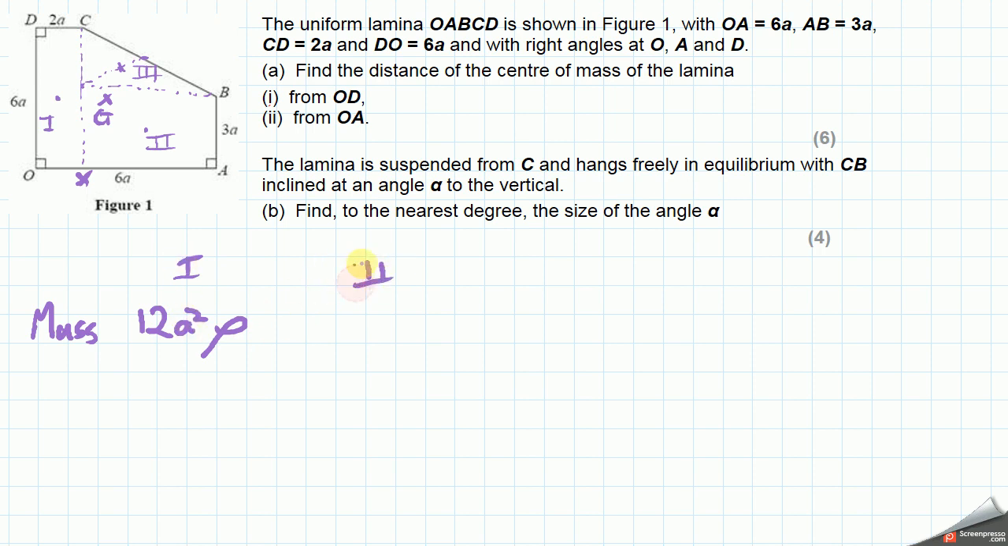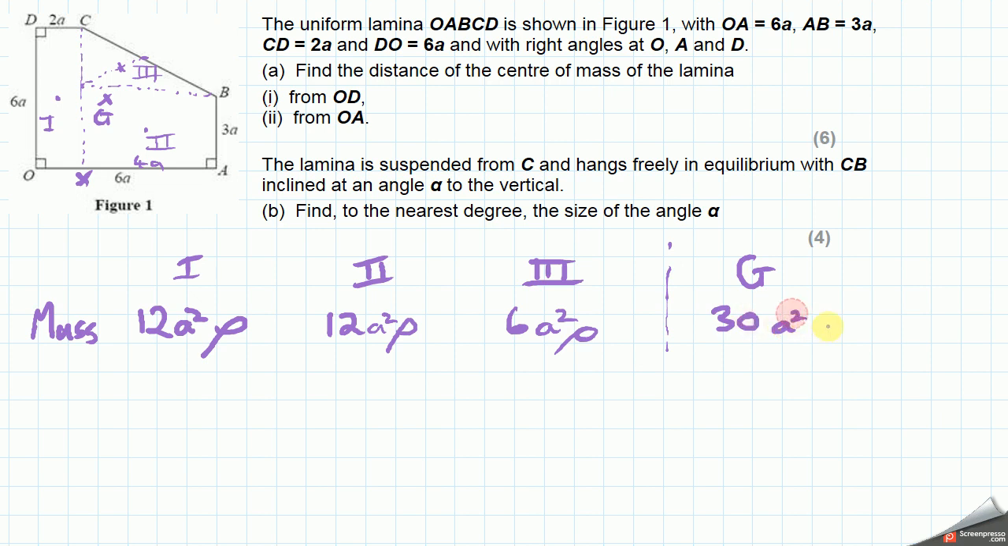I need section 2. Section 2, again, this time it's 4a along this side, so again it's 12a squared, and it's got the same density function. And section 3 has the mass. It's a triangle which is 3 high, 4 wide, so it's half of the 12a squared, so it's 6a squared. And we get our overall shape G, which is the sum of all those masses. So we're going to get 30a squared rho.